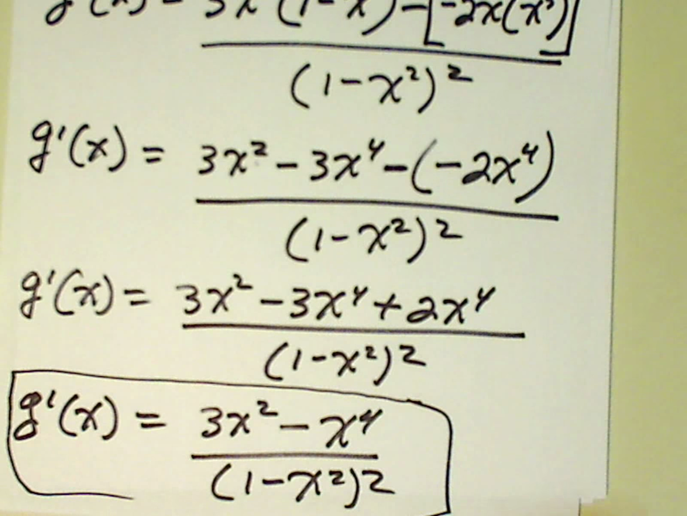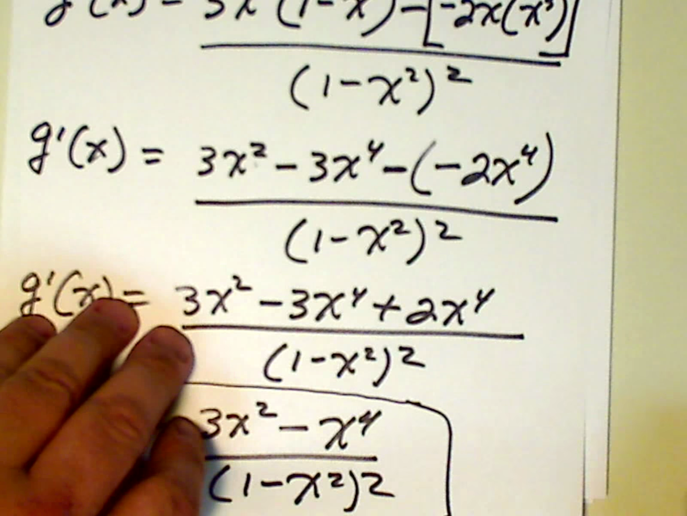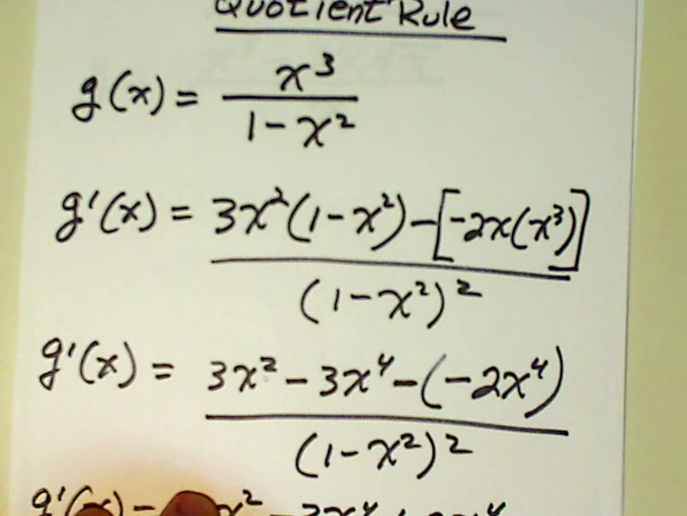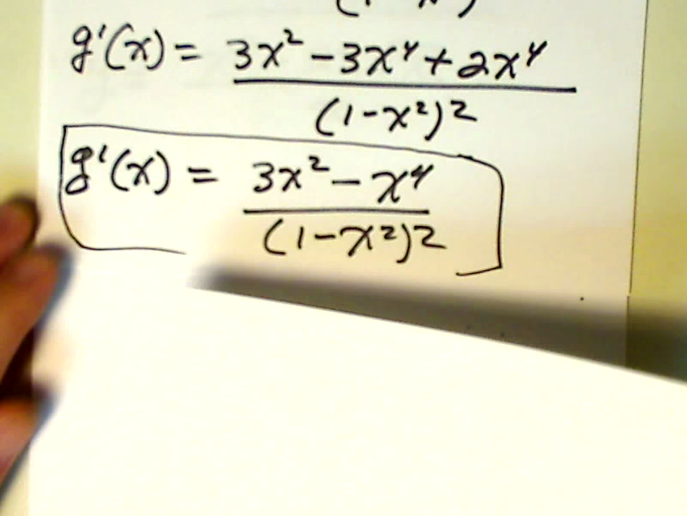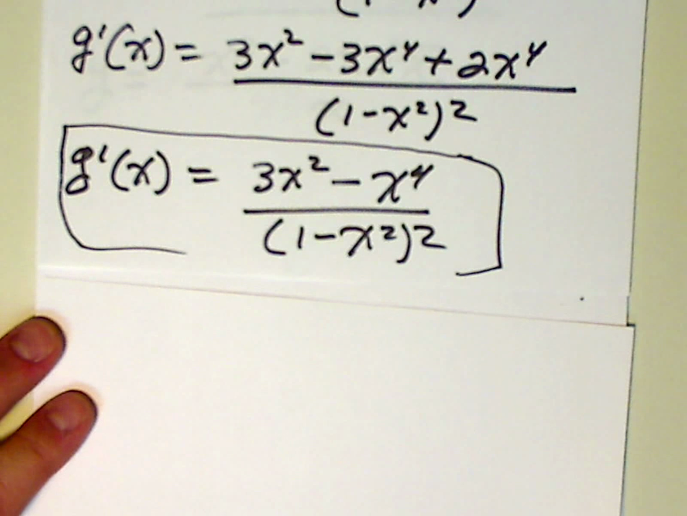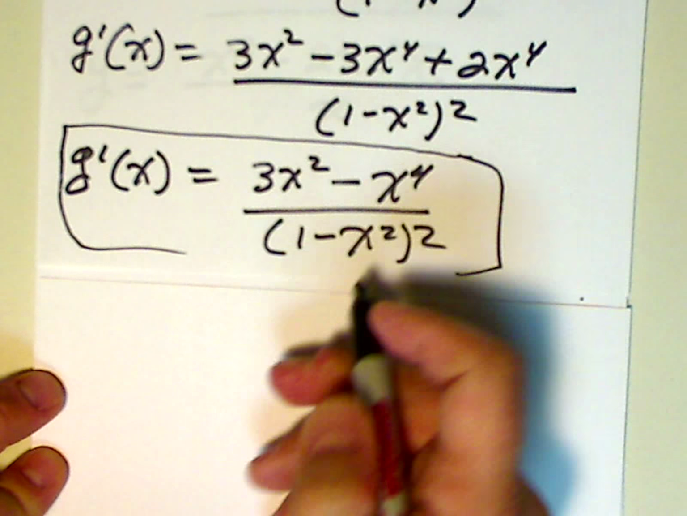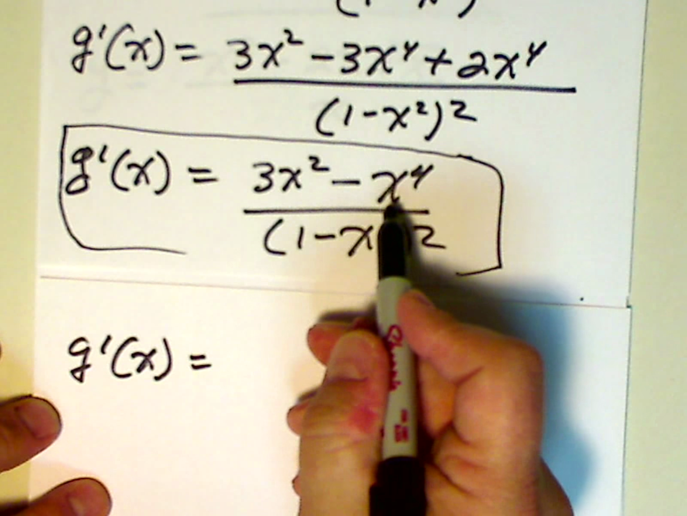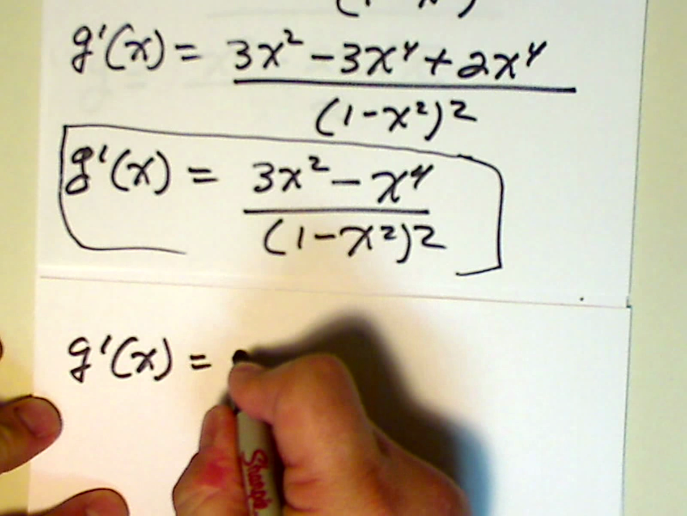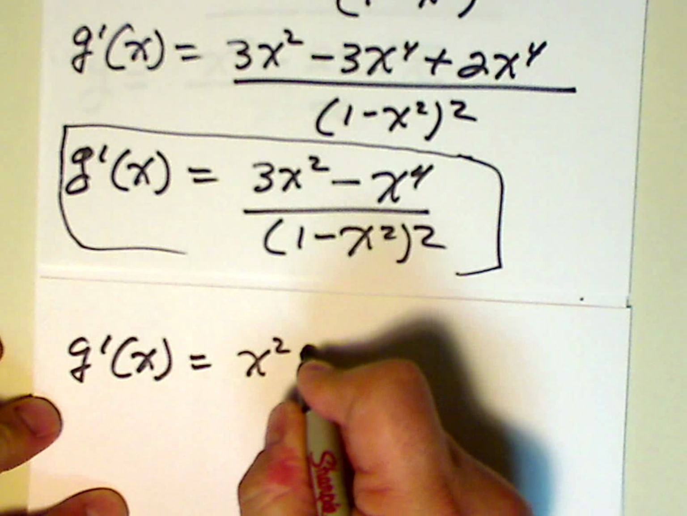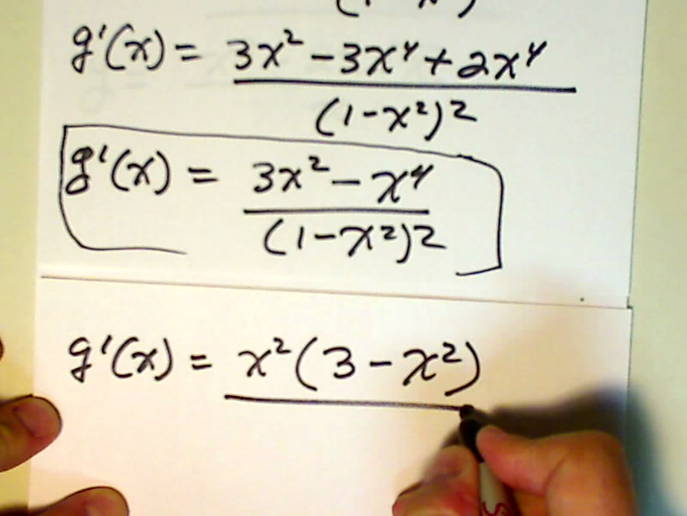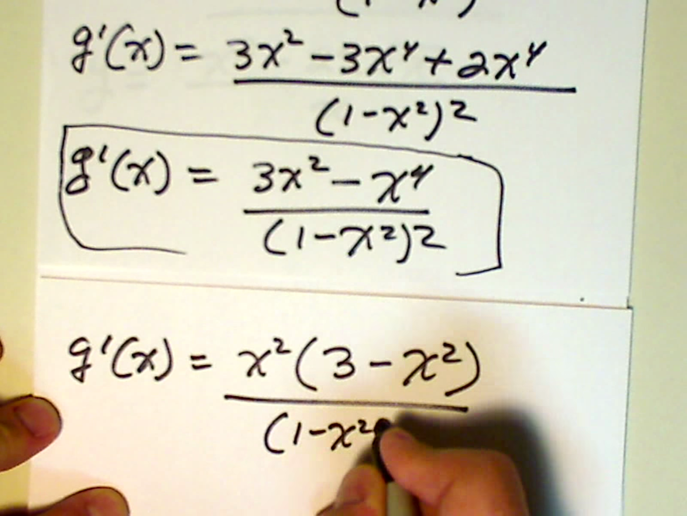Actually, let me take another piece of paper. Let me just show you something. If we wanted, we could just clean it up a tad. So g prime of x is equal to, we could factor out an x squared from the numerator if we wanted to: x squared times 3 minus x squared, divided by 1 minus x squared, squared.